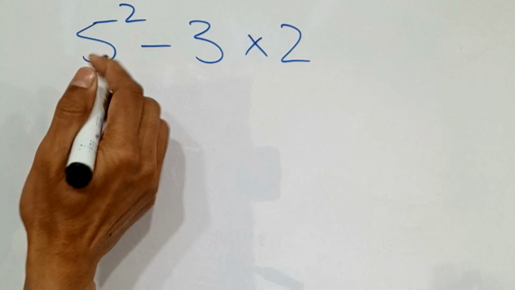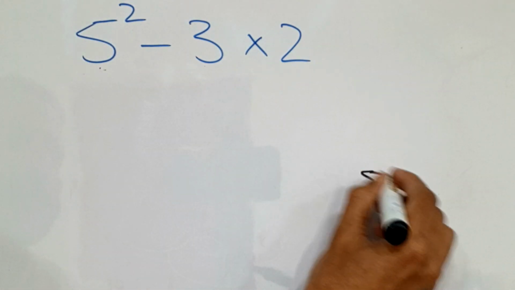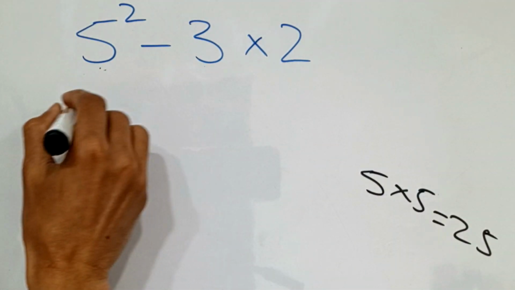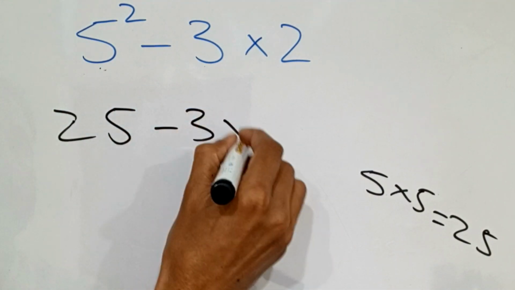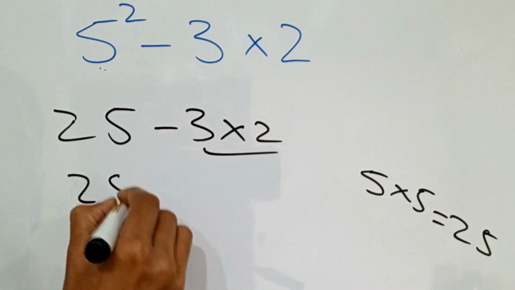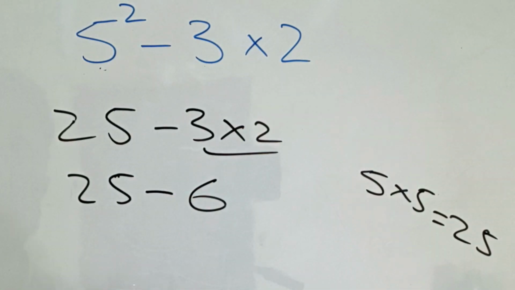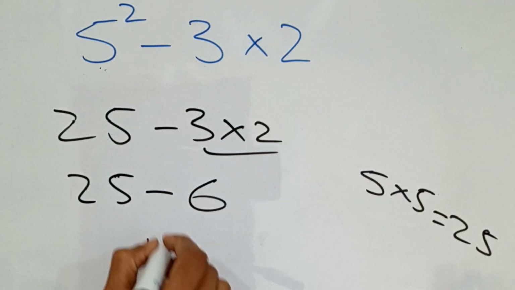Okay. 5 squared equals 5 times 5 equals 25, right? 25 minus 3 times 2. Now multiply first. 3 times 2 equals 6. Now 25 minus 6 equals 19.